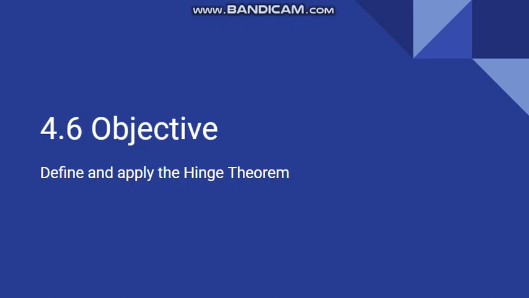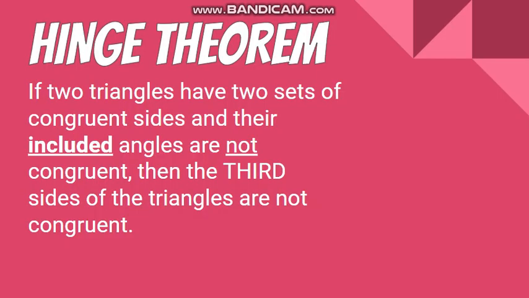For the last part of the notes, we're going to be talking about the hinge theorem. The hinge theorem says that if two triangles have two sets of congruent sides and their included angles are not congruent, then the third sides of the triangles are not congruent. Remember, the included angles are the ones that those two sides make, the one that's between them.